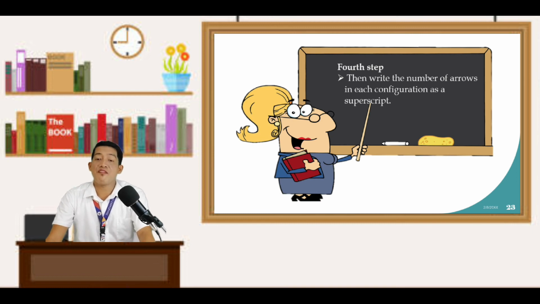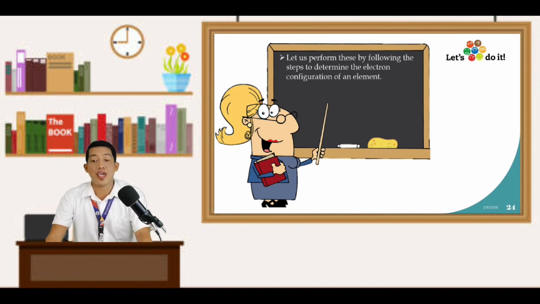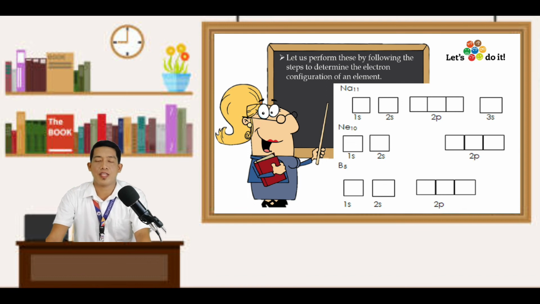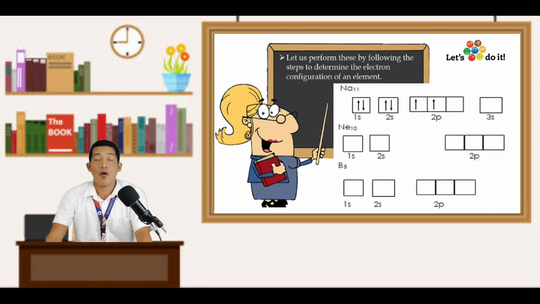Let us perform this by following the steps to determine the electron configuration of elements. We have a set of elements: sodium, 11; neon, 10; and boron, 5. For sodium, 11, we have 1s, 1 up, 1 down. For the second energy level, we have 1 up, 1 down. Here we go with the p orbital. We first need to distribute across every orbital: for x, y, and z, we have 1 up, 1 up, 1 up. Then that will be the time to apply the downward arrows: down, down, and down, for the second energy level.